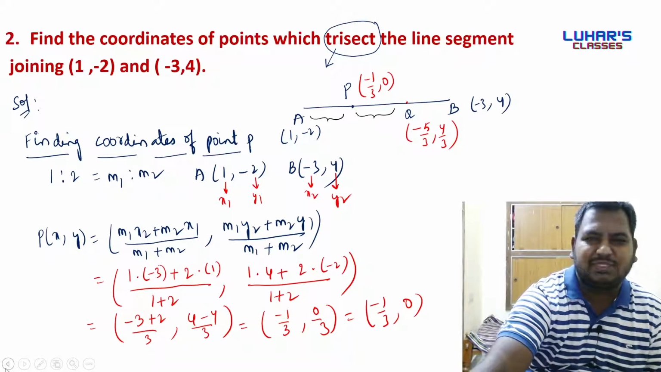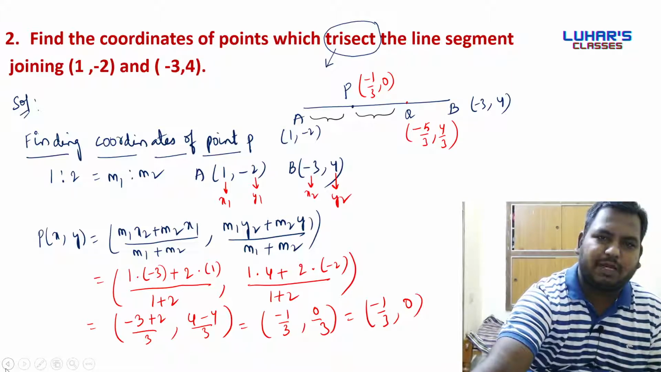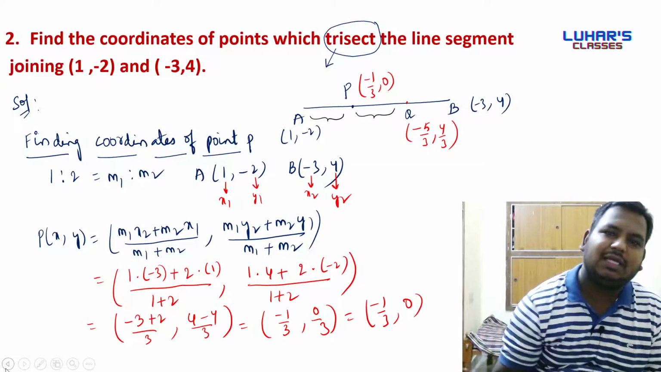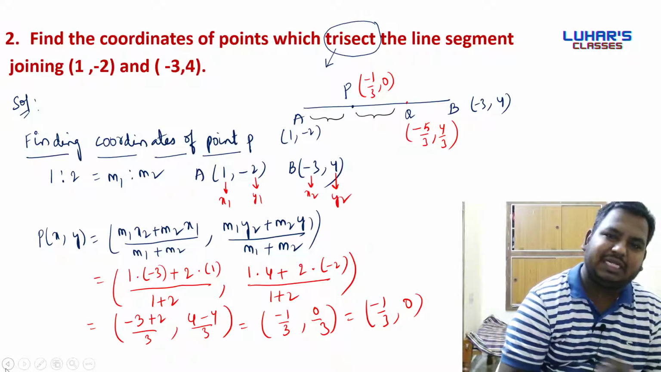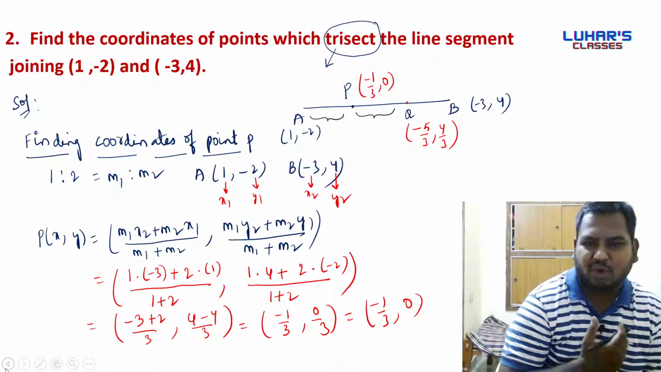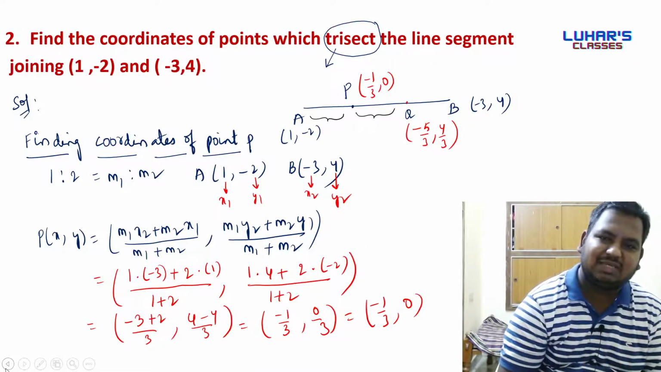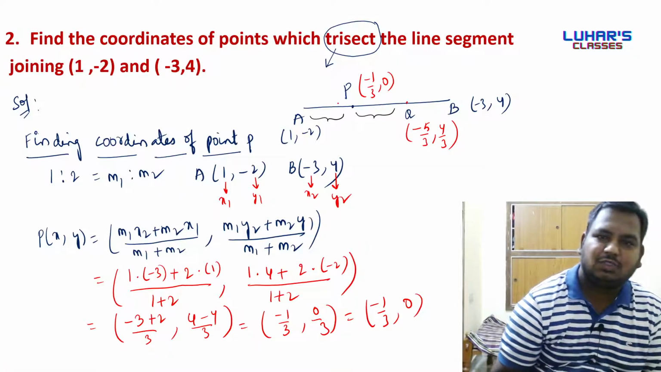Let me explain once again. Find the coordinates of points which trisect the line segment joining so and so. Here trisect means we need points which will divide the line segment AB into 3 equal parts. So how many points do I need? We need 2 points which will divide the line segment AB into 3 equal parts.